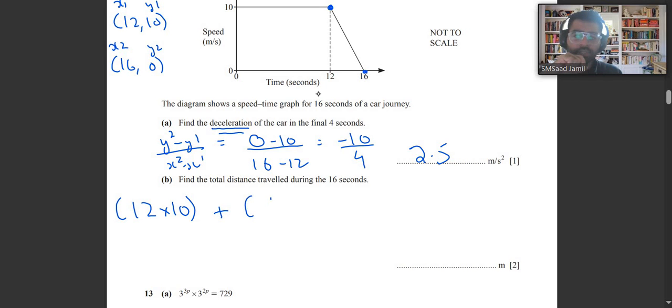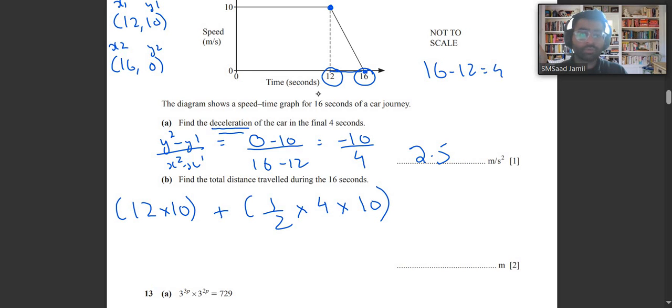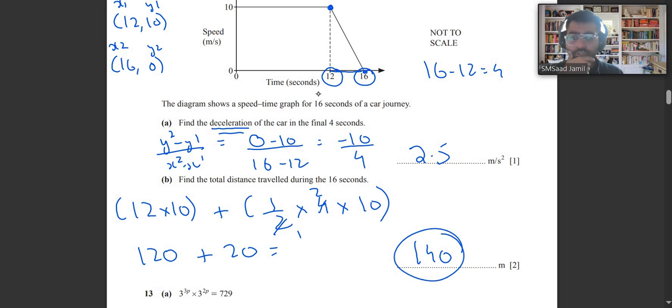The formula for triangle is half into base. Base is how much? Base is 4 centimeters. Multiply by 4, and height is how much? Height is 10. For those of you who are confused, why is base 4, why is it not 16? It's very simple. It starts from 12 and ends at 16. So 16 minus 12 is 4. So this is 120 plus, 2 1s are 2, 2 2s are 4, 2 multiplied by 10, 20. So the answer is going to be 140.